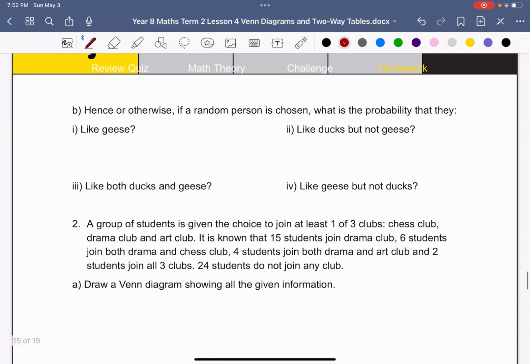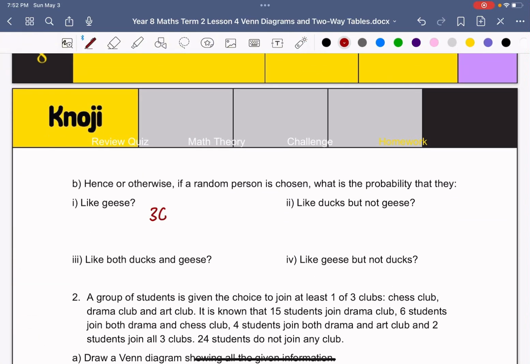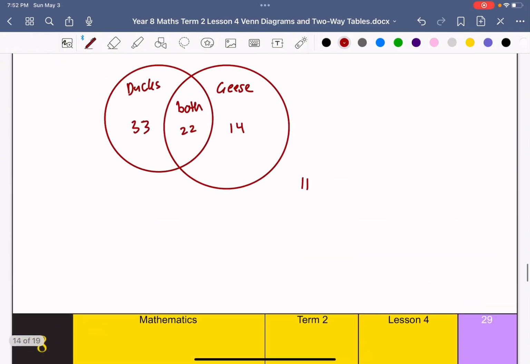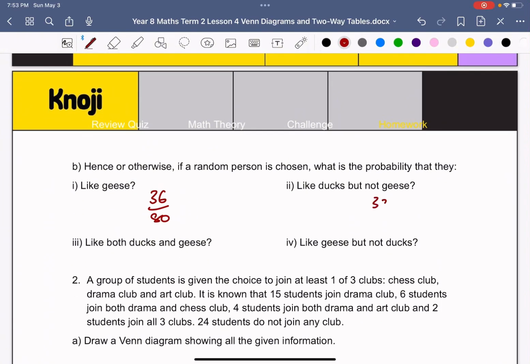Hence or otherwise, if a random person is chosen, what's the probability that they like geese? Like geese is this section over here, which is 36. 36 out of my total 80 people asked. Likes ducks but not geese is 33, so 33 out of 80 people asked. Likes both ducks and geese was 22 out of 80. And likes geese but not ducks is 14 out of 80, which gives me 7 out of 40. And we can simplify this one as well.